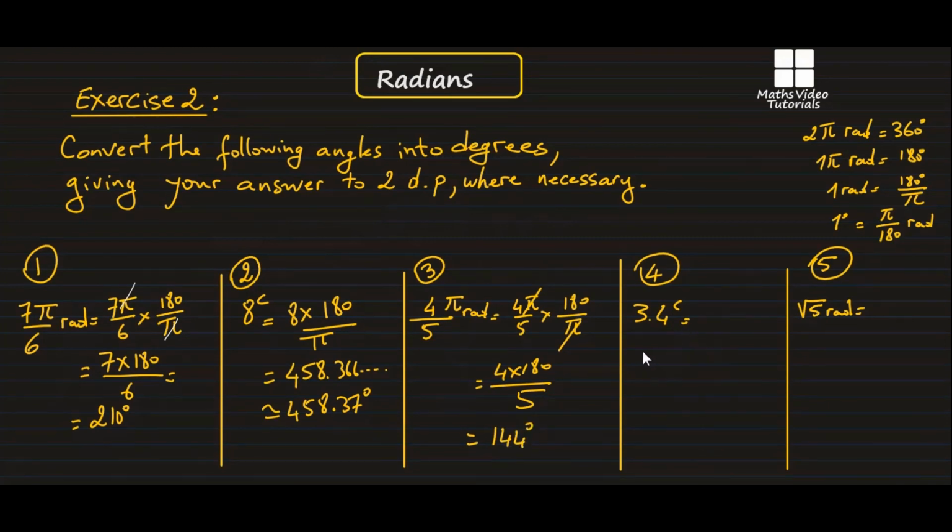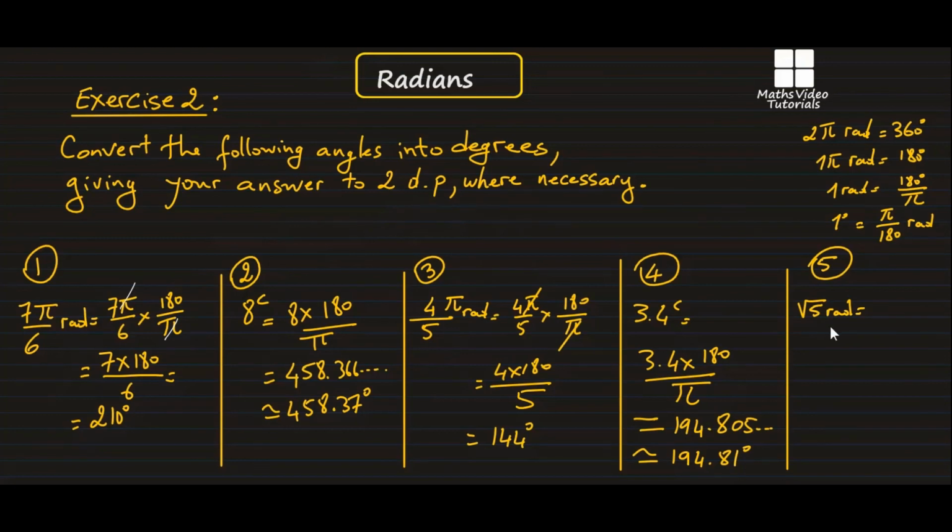And quickly I'm going to do this one as well, similar to this, right? 3.4 times 180 over pi. Again, use the calculator pi by pressing the shift and the pi button. All right, so that will give me, I'm going to write down the answer. So that's the answer for number 4, 194.81, rounding it to 2 decimal places.